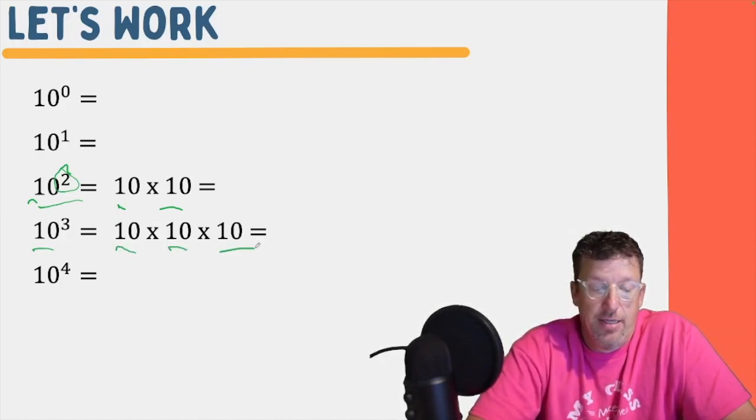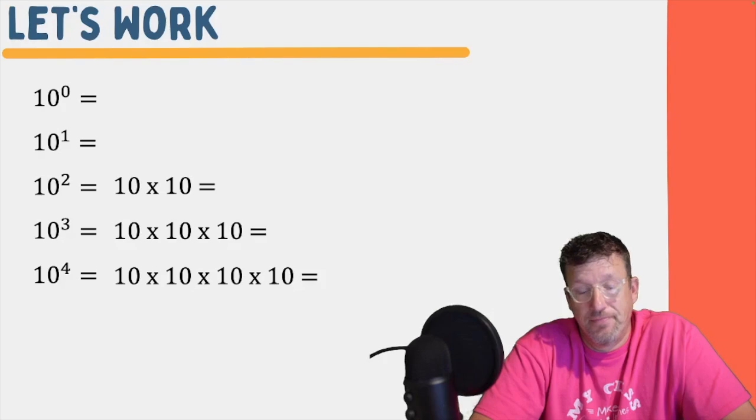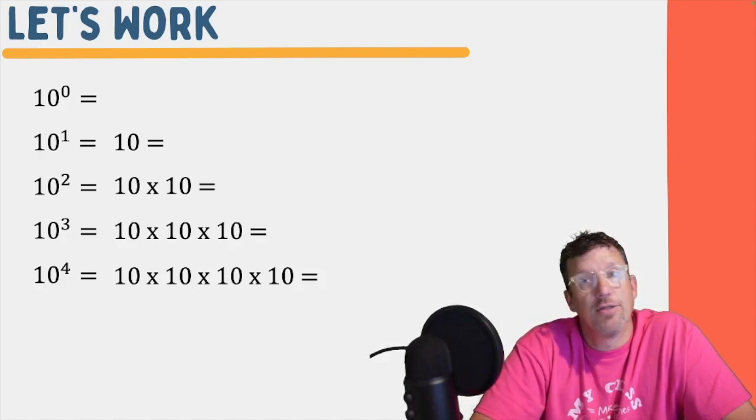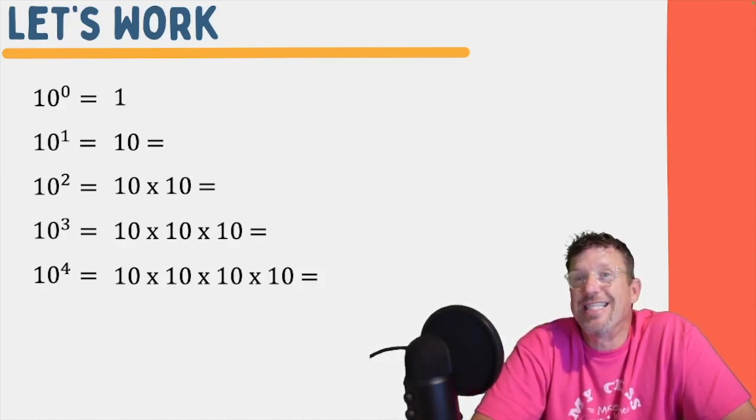And you guessed it, if I have 10 to the fourth, I have 4 tens all multiplied together. Which means that when I have 10 to the first, that just means I have 1 ten. There's no multiplying. And then if I have 10 to the 0, anything to the 0 equals 1. Anything to the 0 equals 1. So if I solve all these, what do I get?